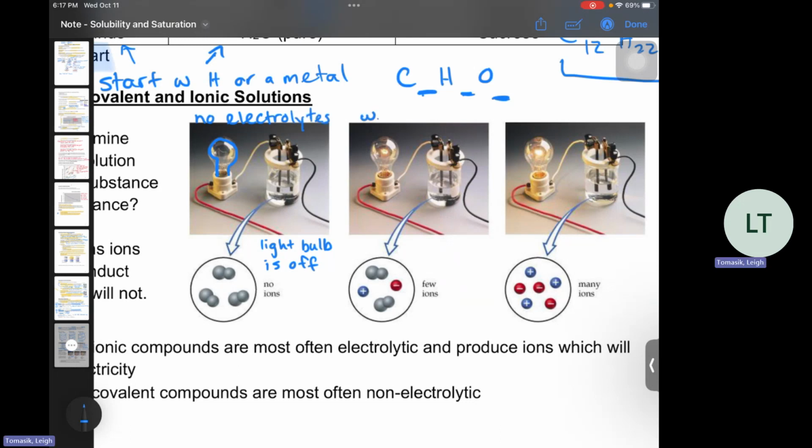This is a weak electrolyte. So this would be something like what you would see with vinegar. The light bulb is dim. It makes a little light. The light bulb is dim, but not very much.